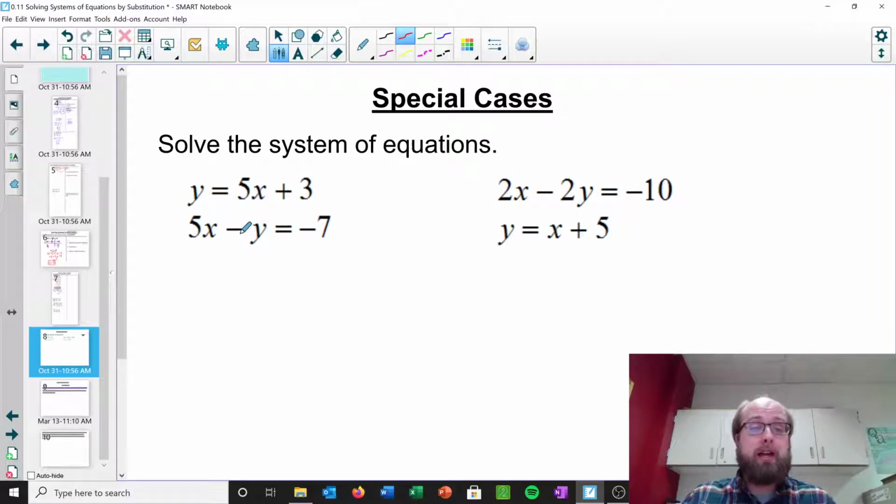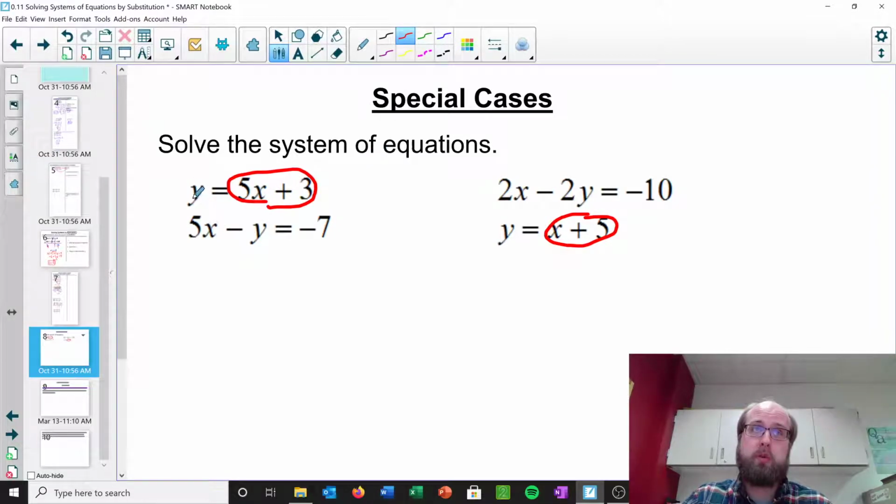All right, welcome back. Let's talk about some special cases. Now, with these special cases here, I have these both set up for substitution because you'll see both of them we have a y equals, right, some expression. And so we're going to be doing substitution on each of these, but just recognize this could happen in elimination as well. So with each of these, we want to solve the system of equations.